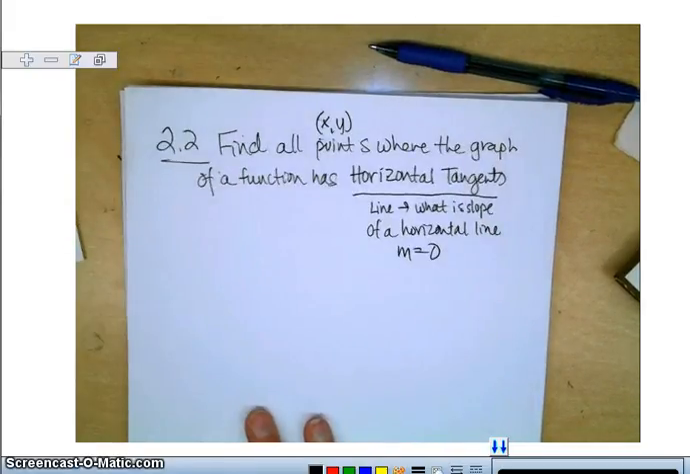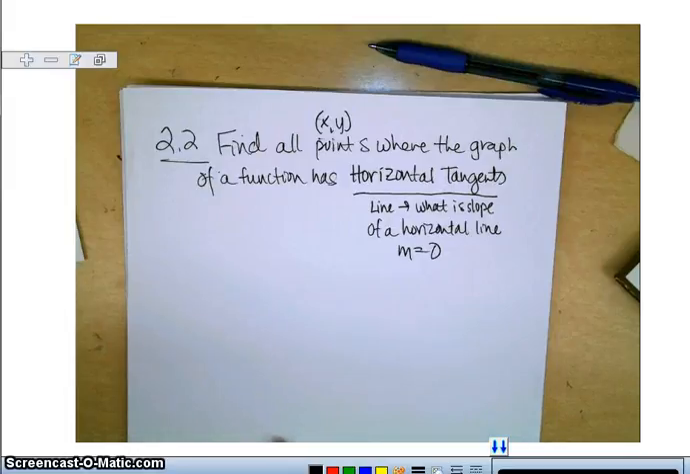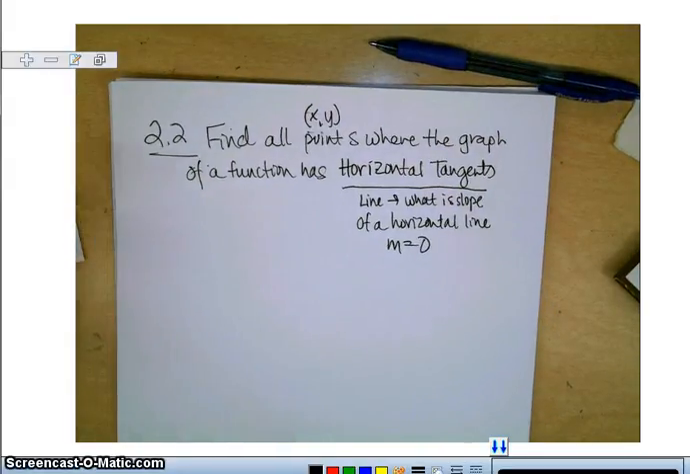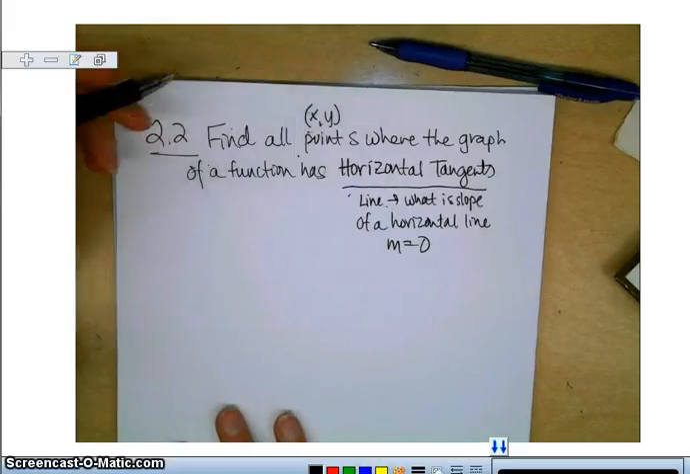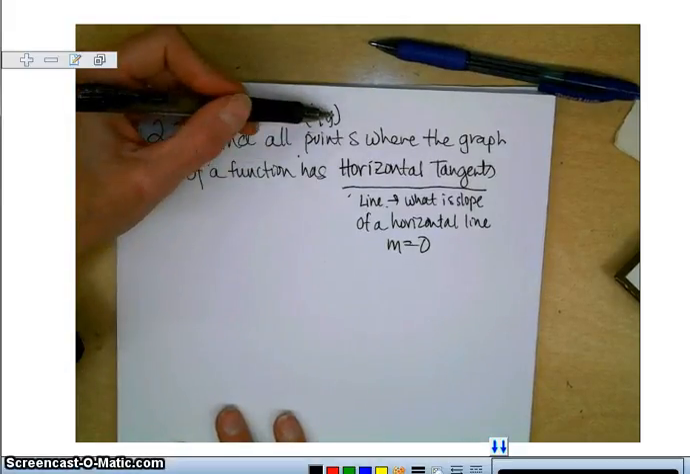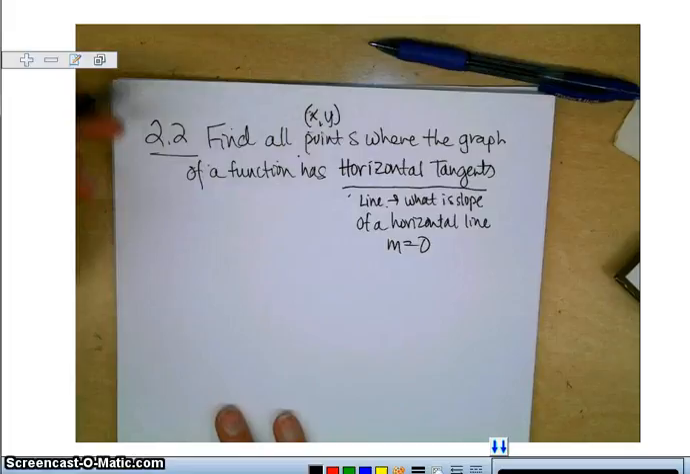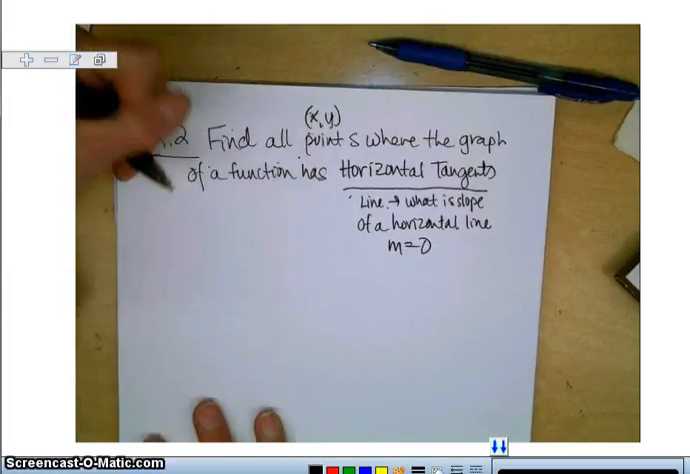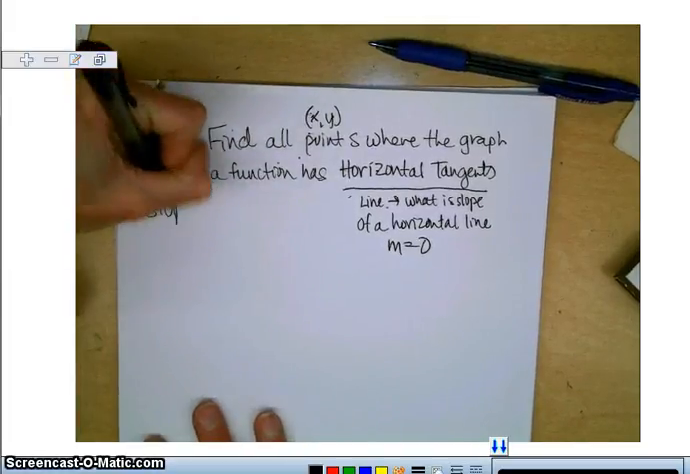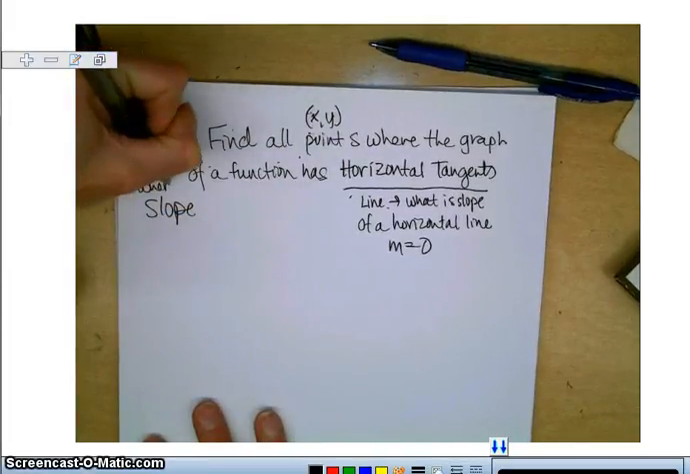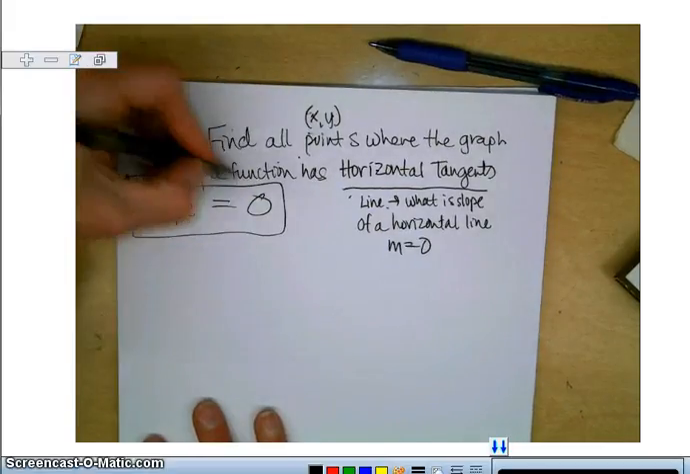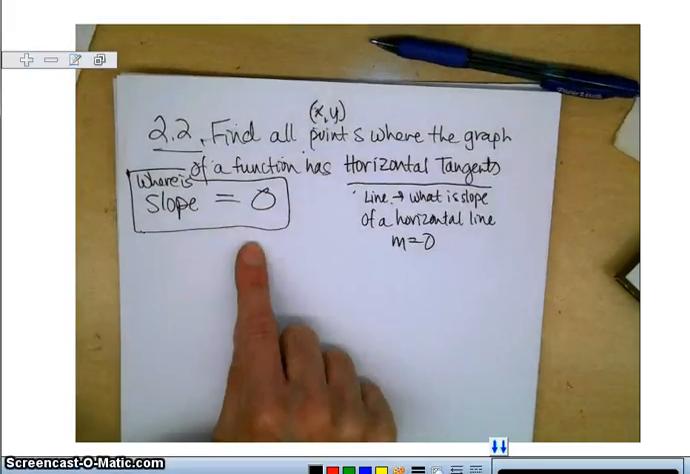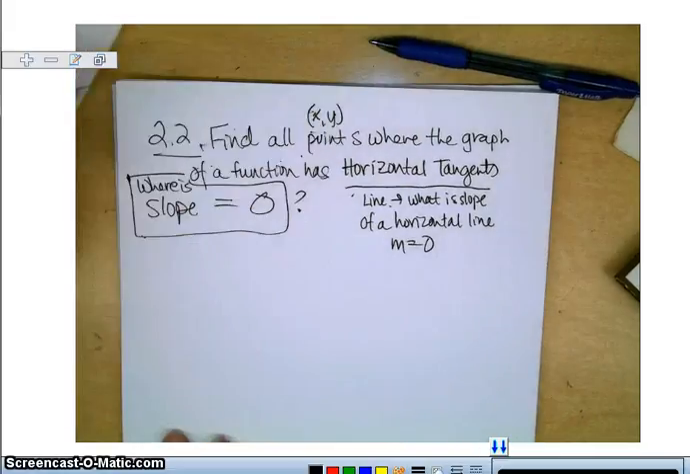0. Horizontal line, slope is 0. So in other words, they're asking you where the slope is 0. What ordered pairs does the function have a slope of 0? That whole set of directions is just asking you that simple question right there. Where is the slope equal to 0?